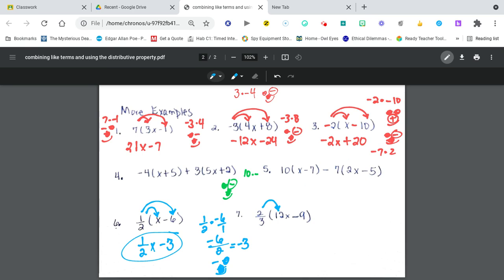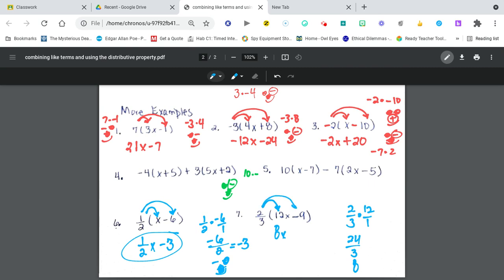Okay, so I'm back. You have 2/3 times 12. You're going to put 12 over 1. So now you're going to do regular multiplication. Top times top gives me 24, and bottom times bottom gives me 3. 24 divided by 3 is 8, so I get 8x.